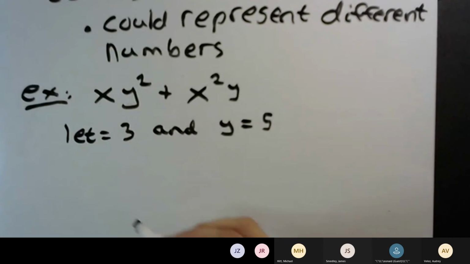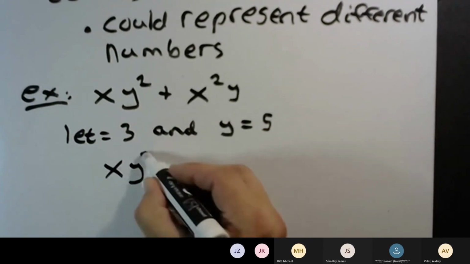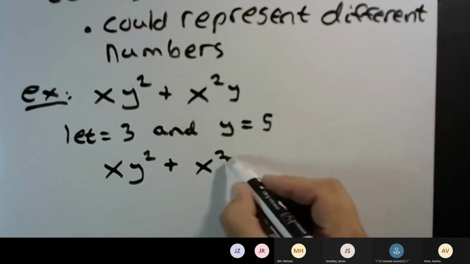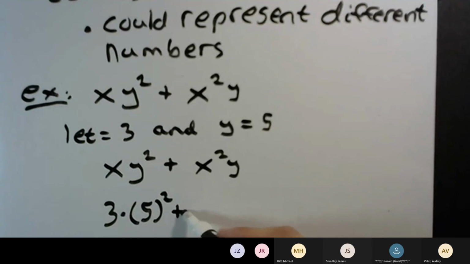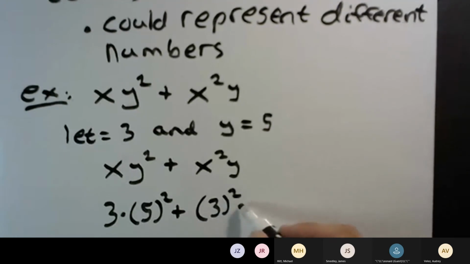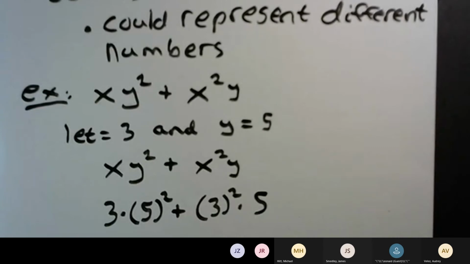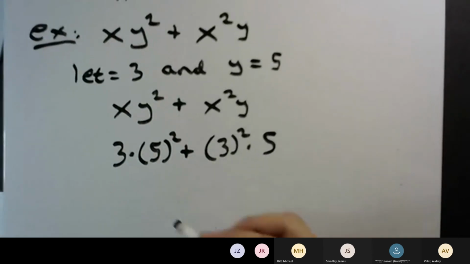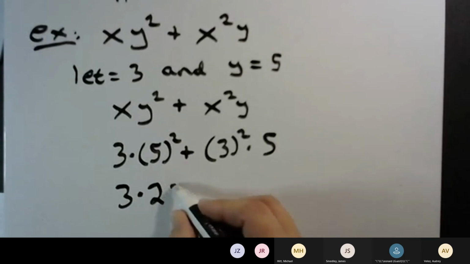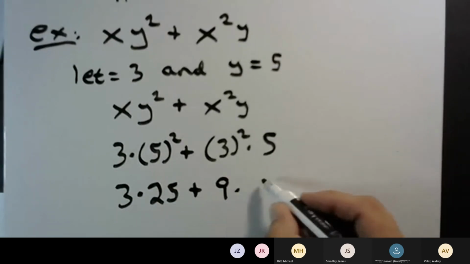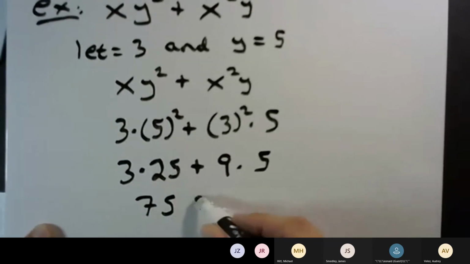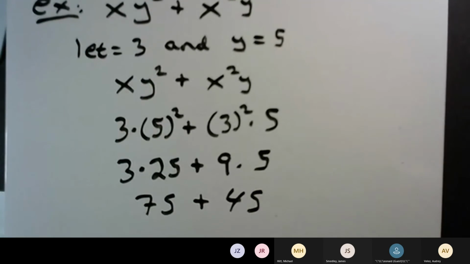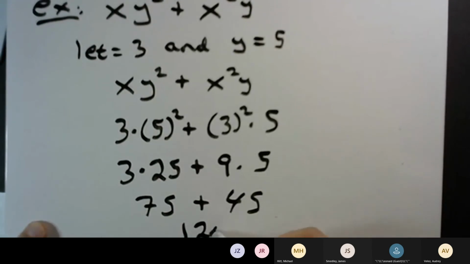Well, what does this become? Well, xy squared plus x squared y will now become 3 times 5 squared plus 3 squared times 5, or 3 times 25 plus 9 times 5, or 75 plus 45, or this becomes 120.